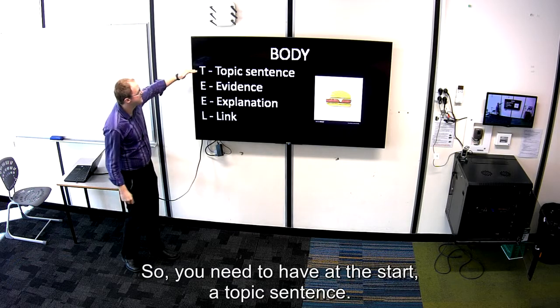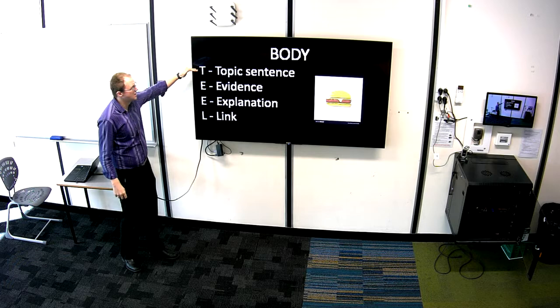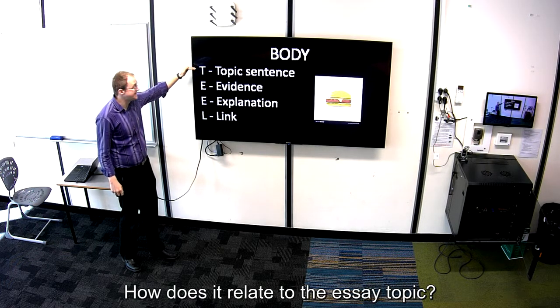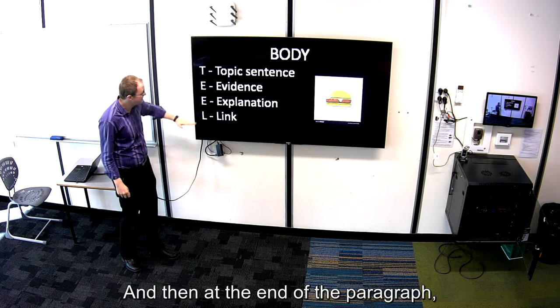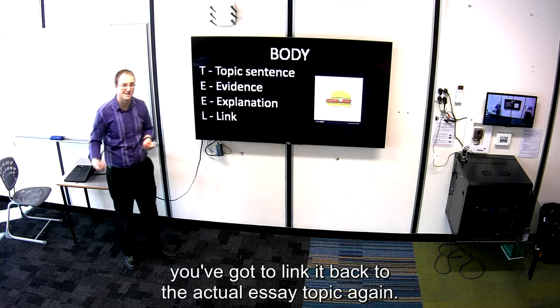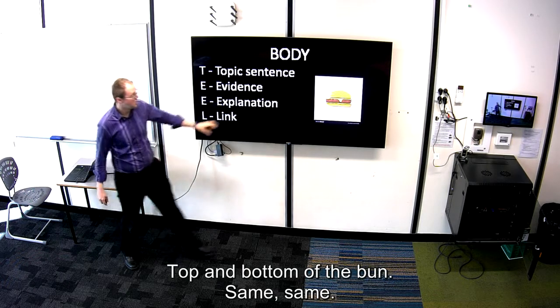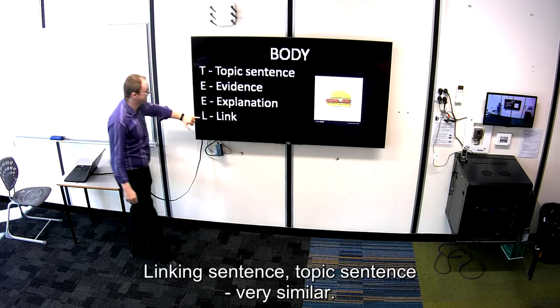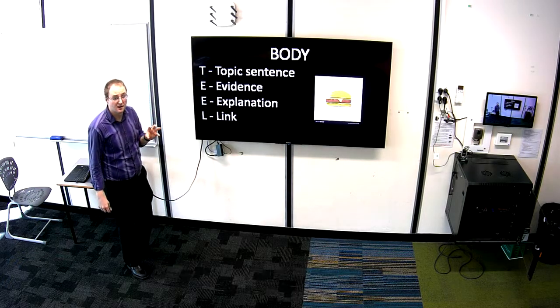So you need to have at the start a topic sentence. What is the paragraph about? How does it relate to the essay topic? And then at the end of the paragraph, you've got to link it back to the actual essay topic again. Top and bottom of the bun, same. Linking sentence, topic sentence, very similar.